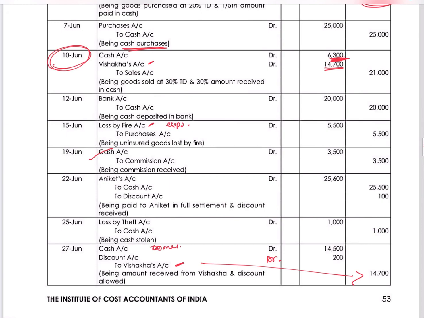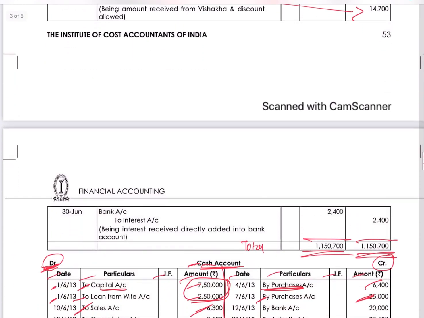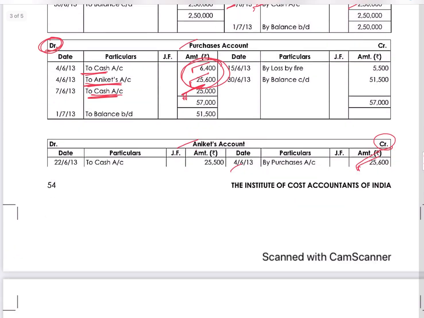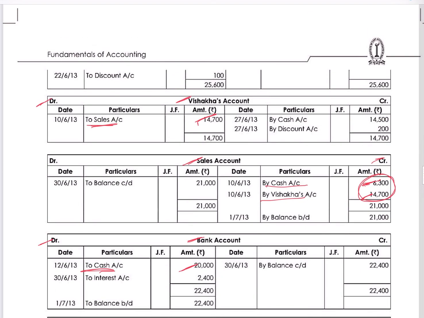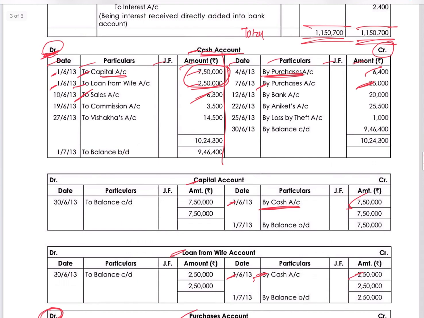Bank to cash 20,000. So bank is debited, cash is credited. We have to prepare the bank account. Bank account is debited with 20,000, to cash, and in cash we have to credit 20,000 by bank. Understanding?